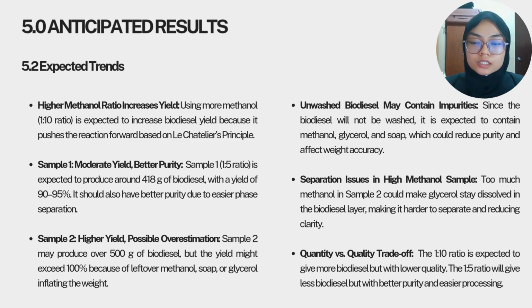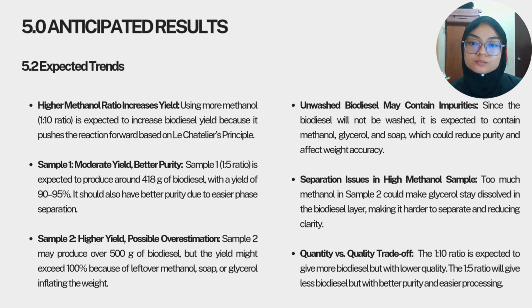For sample 2, the yield estimation is expected to be a biodiesel mass exceeding 500 gram with a calculated percentage yield possibly surpassing 100%. Such an outcome may result from incomplete phase separation, because it is over 100%, right? Or the presence of residual methanol, glycerol, or soap that may artificially inflate the final biodiesel weight.